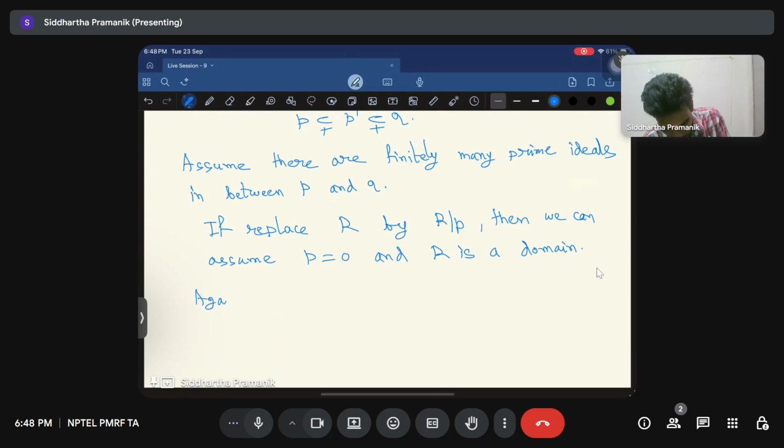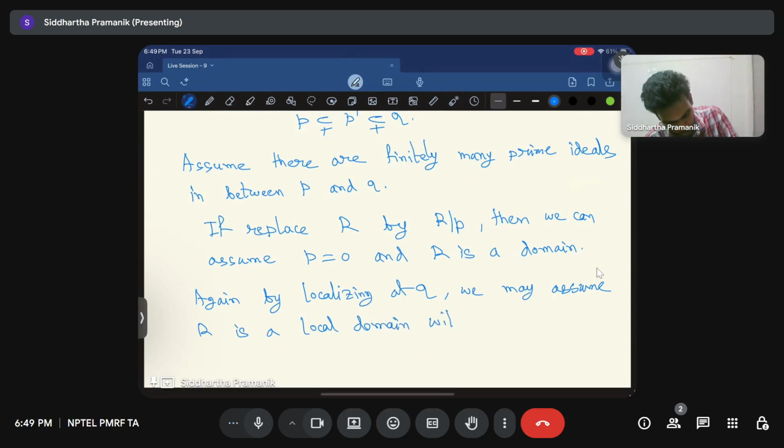Again, by localizing at Q, we may assume R is a local ring, or a local domain, with the maximal ideal Q.